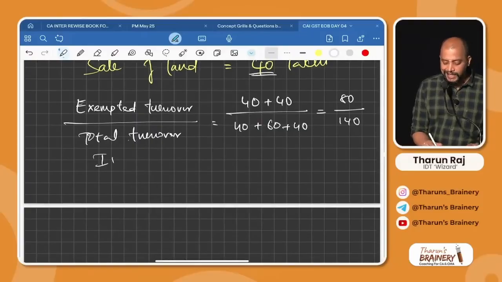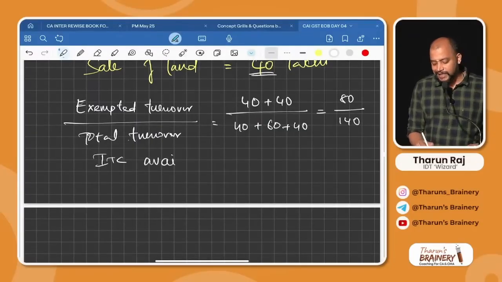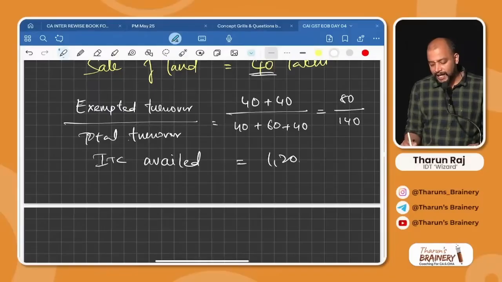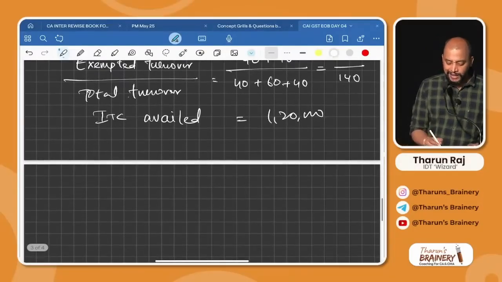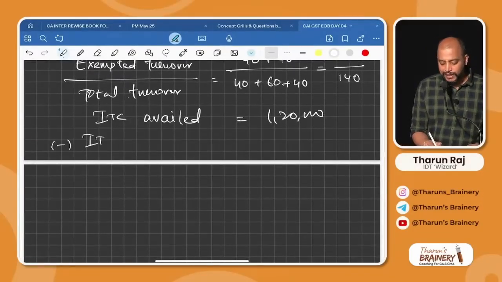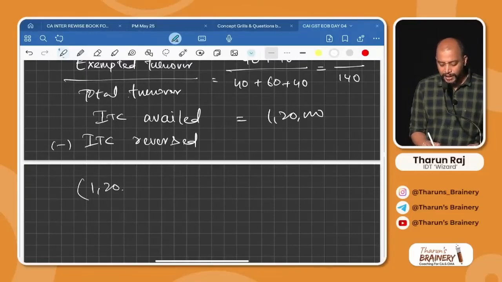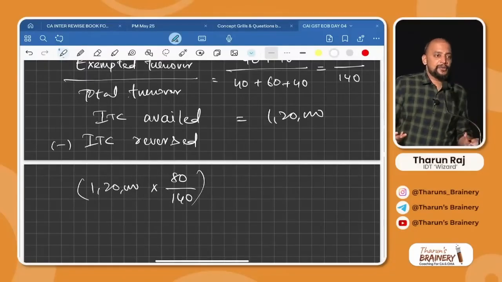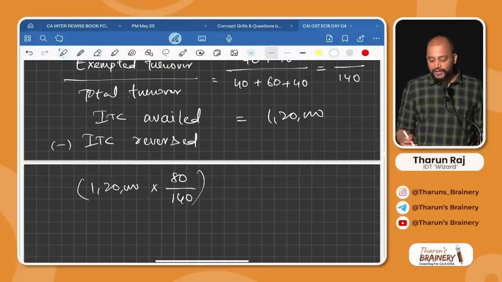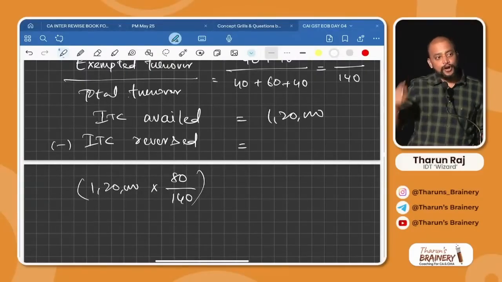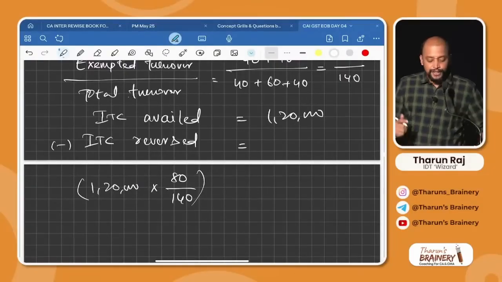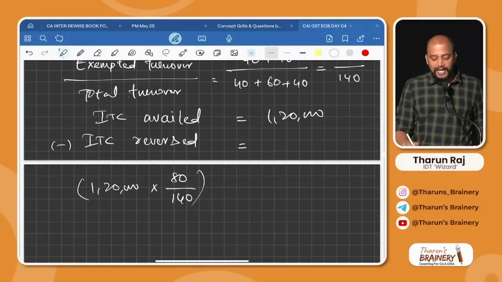Now what is the ITC availed? ITC availed is 1,20,000 minus ITC reversed. What is the ITC reversed? ITC reversed will be 1,20,000 into 80 by 140. Sir, numerator and denominator just increase by 40, why will it affect? Definitely it will affect. When you increase it by a constant, definitely the ratio will change. So therefore here, 1,20,000 into 80 by 140.